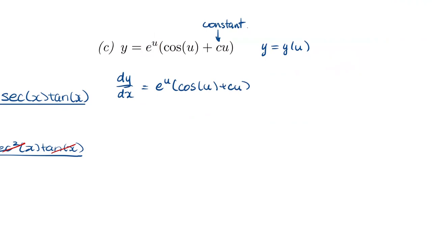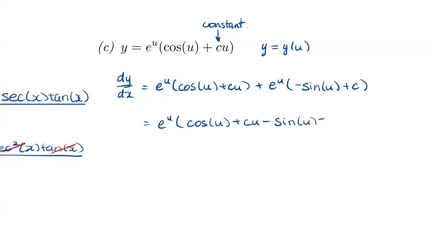And we're also going to add e to the power of u and the derivative of cos u, which is negative sine u, and plus c. Now I could clean things up a little by common factoring out the e to the power of u on the outside. So I'm going to take the e to the power of u so that we have cos u plus cu minus sine u and plus c. And that would be the final answer, but you could keep either one, but I think this one would be a bit easier to work with. All right, so that's part C.